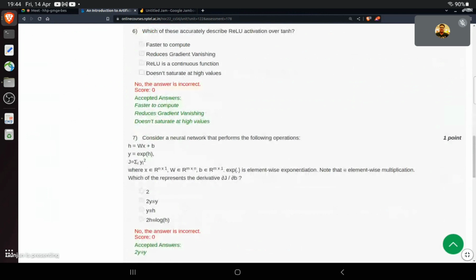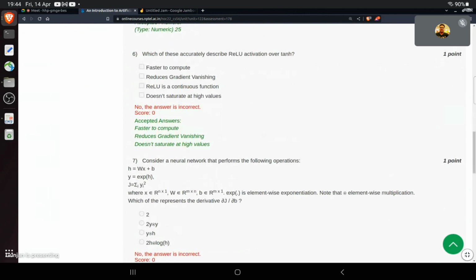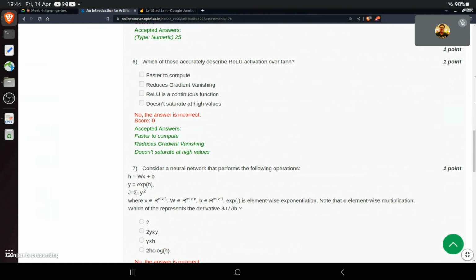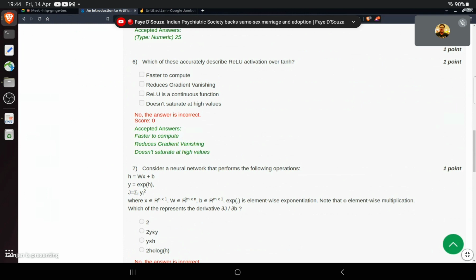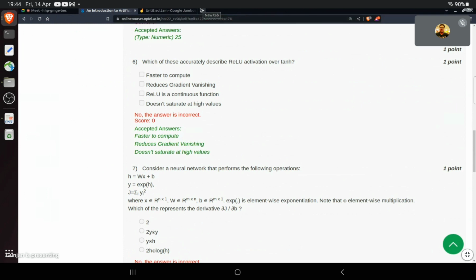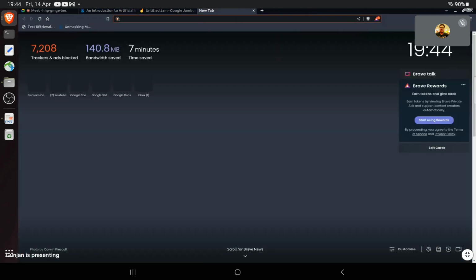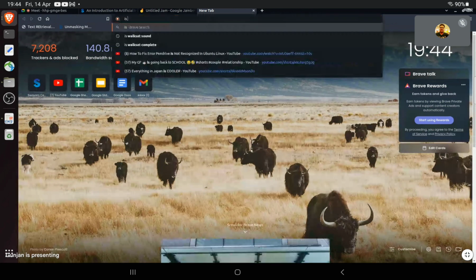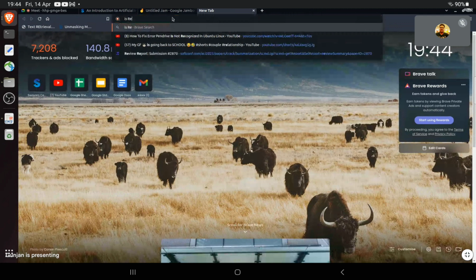Now consider a neural... wait a second. ReLU is a continuous function, but not differentiable. Oh yes. Why do you say it is continuous? Because it is zero, and then from zero it ramps up. Is ReLU continuous? And every continuous function is differentiable, right?